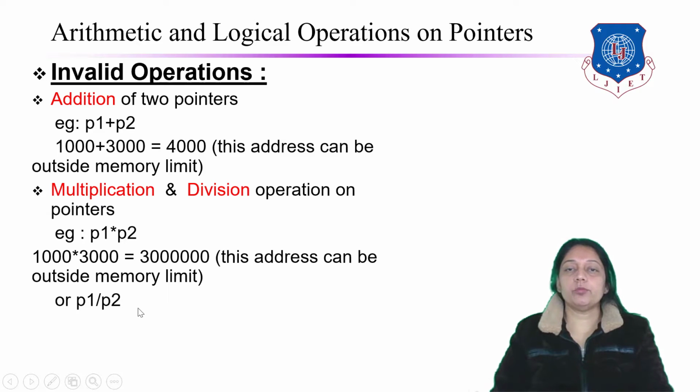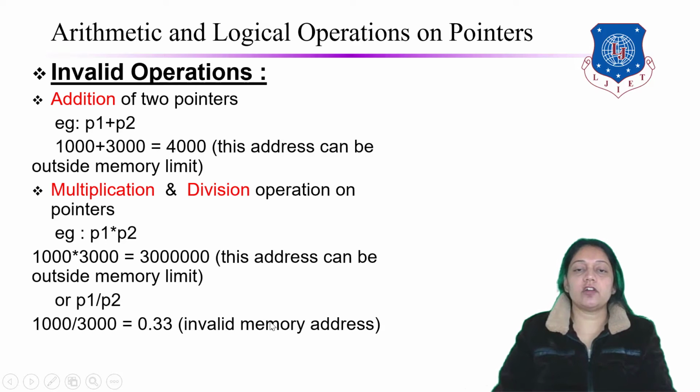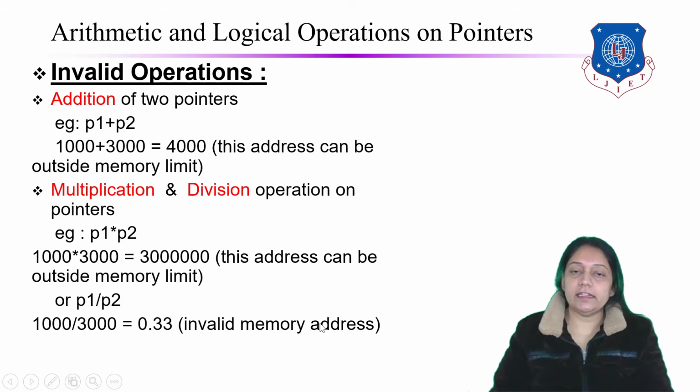Similarly, you cannot divide one pointer by another pointer because if you do so, say for example, if I divide 1000 by 3000, I'll get 0.3. Memory addresses are never floating point values. They are always hexadecimal or you can say integer values. Okay, so these are the operations on pointers which you cannot perform.